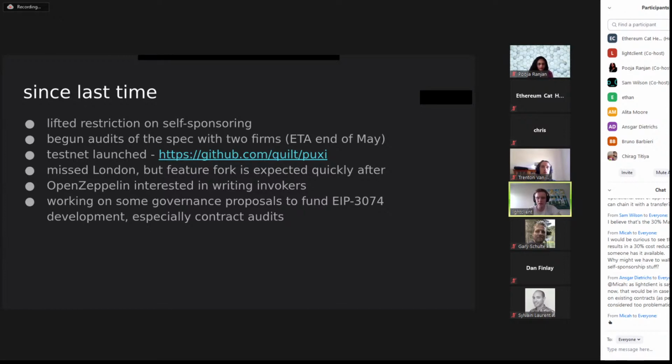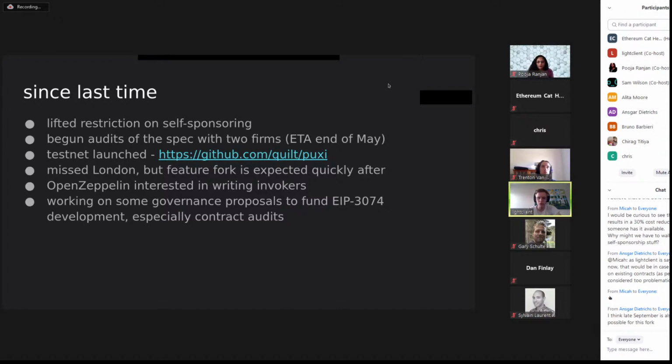So assuming that everything goes well with the audit, I am optimistic that we can get this EIP into this hard fork, but it's still unofficial at the moment. It's something that we're still working for, but we are being considered for inclusion. We talked with OpenZeppelin, and they're interested in writing invokers, so I think that this is generally a positive sign. And if anyone else here is interested in writing invokers and working with us, we're happy to have some calls and discuss how to do that.